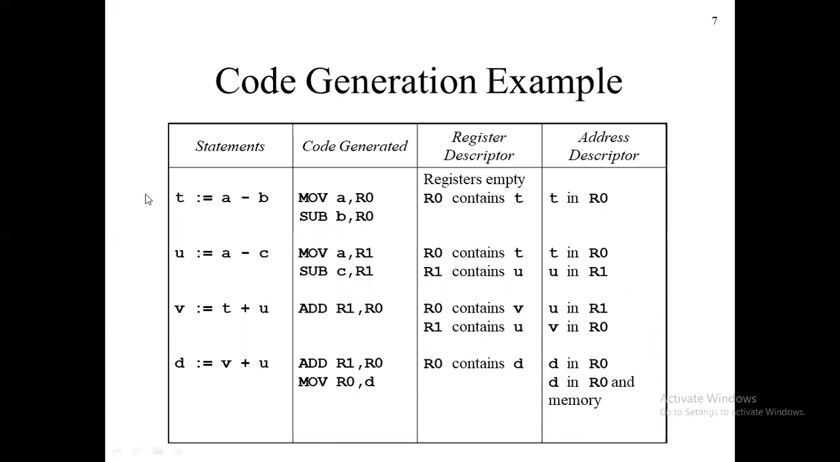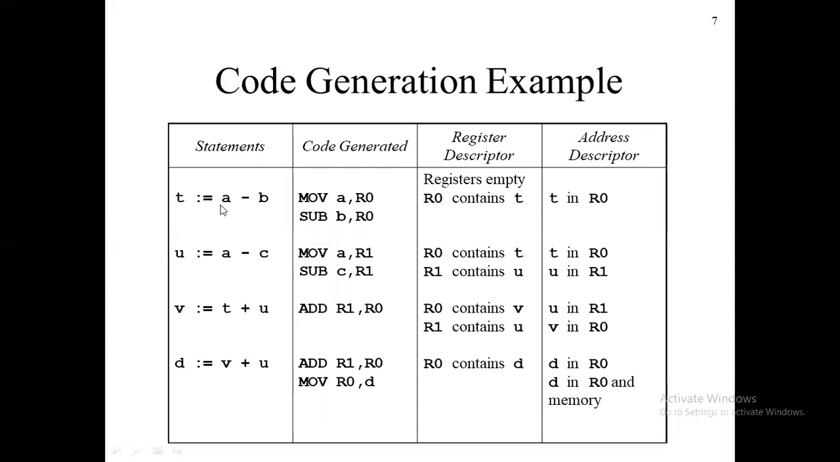Here we will see some examples for code generation. You have a set of intermediate three address statements: t equal to a minus b, u equal to a minus c, v equal to t plus u, d equal to b plus u. For these statements, you have to generate the target code.